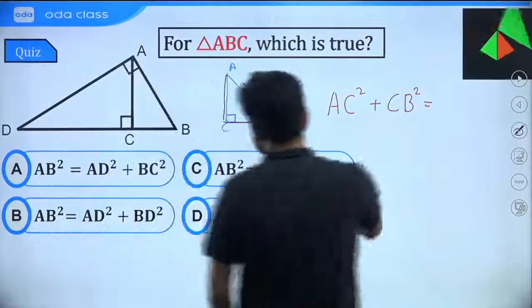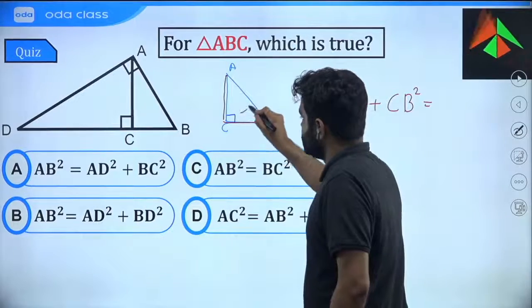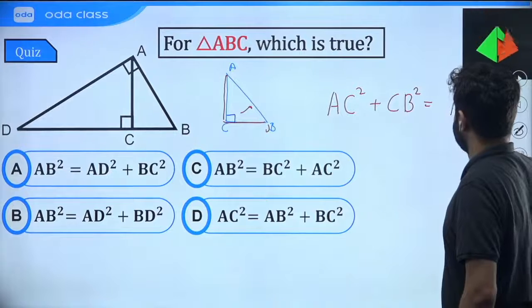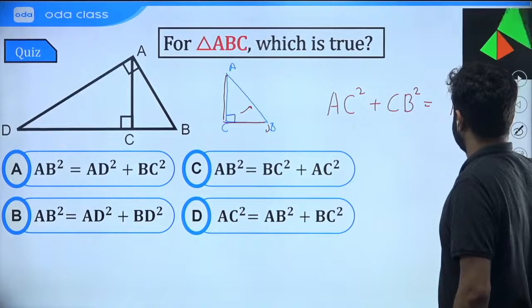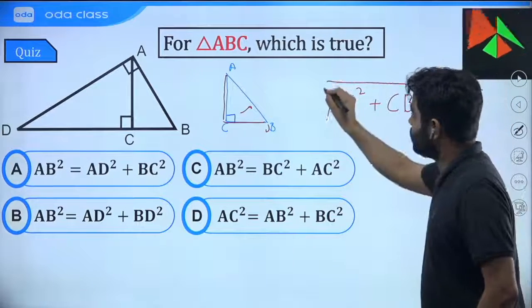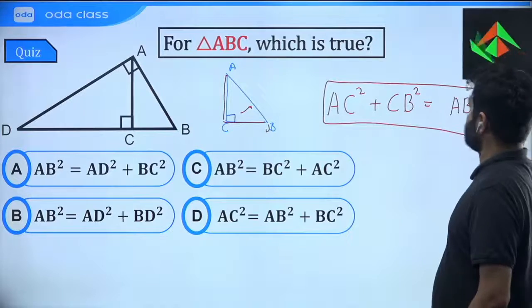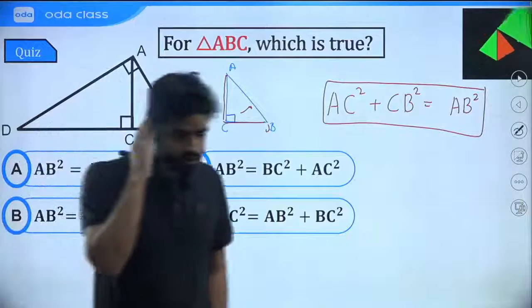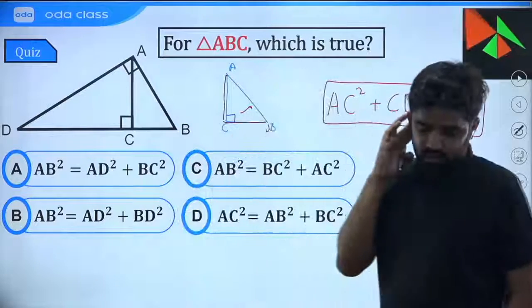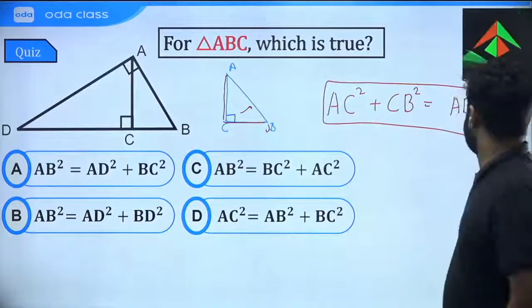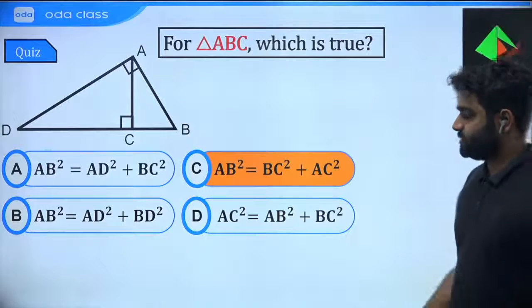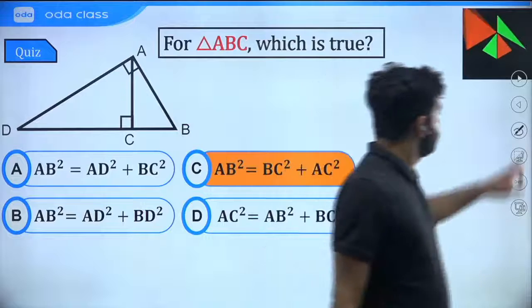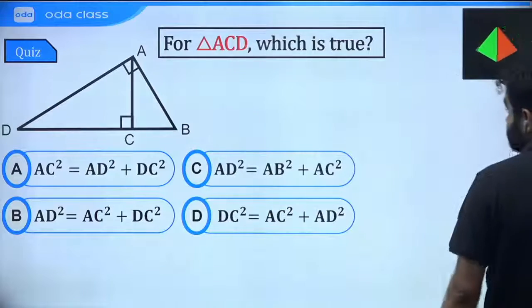So what will be the hypotenuse? This is our 90 degree angle at C. In front of that we have side AB. So that will be our Pythagoras theorem for the right angle triangle ABC. That's how we need to apply the Pythagoras theorem. In a right angle triangle, the sum of square of legs is equal to the square of hypotenuse. So the answer will be option C. Most of you are correct. Let's talk about more problems and how to apply the Pythagoras theorem in triangles.